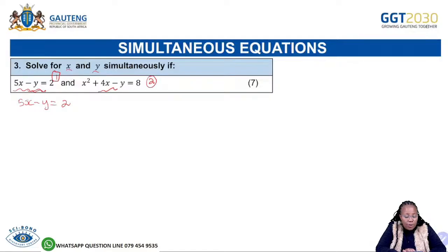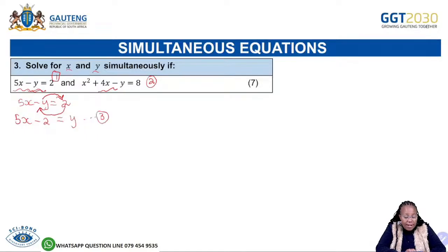If we take 5x, the y will remain minus y. We are targeting y because the coefficient is 1, but it's having minus y. The easiest way, grade 12, is to take y to this side so that it becomes positive y, and take 2 to the other side. So the left-hand side will be 5x minus 2 equal to positive y. This is your equation 3.